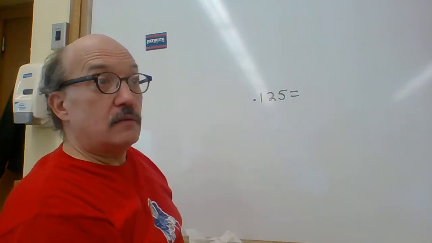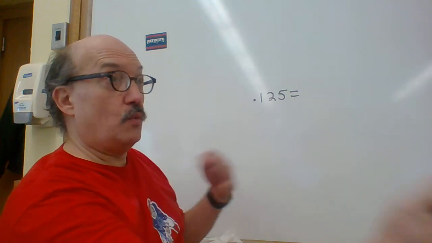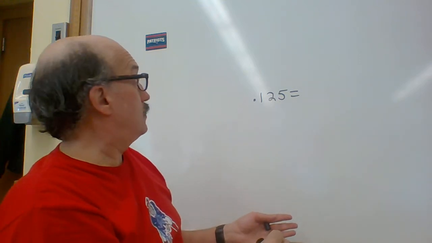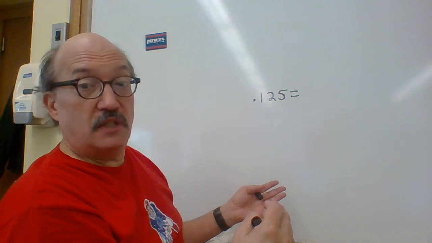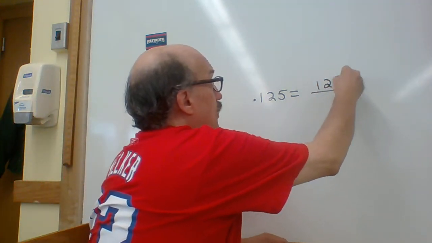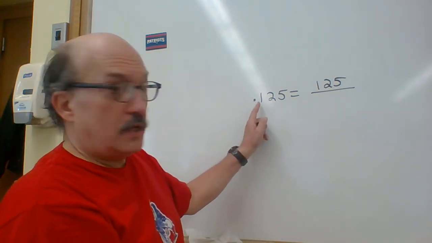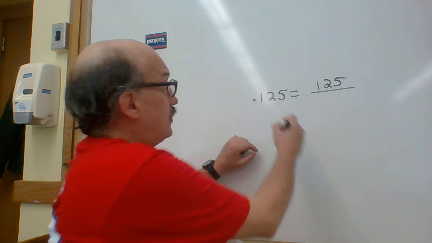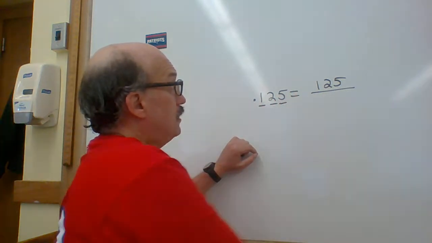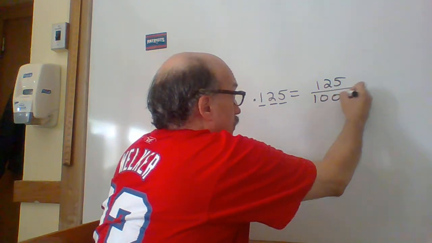We look at a decimal number, whether it's greater than 1 or less than 1, and the digits that we see become the numerator. So the numerator is 125. What's the denominator? Well, we look and see that we have 3 digits to the right of the decimal point, 1, 2, 3. So we put a 1 here, and then 3 zeros.